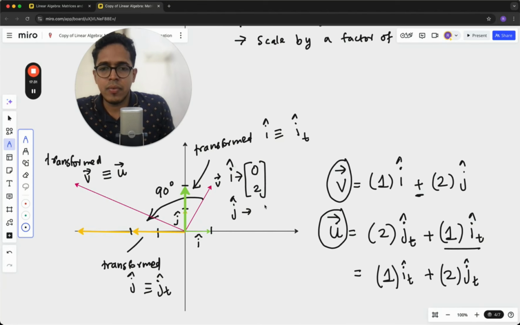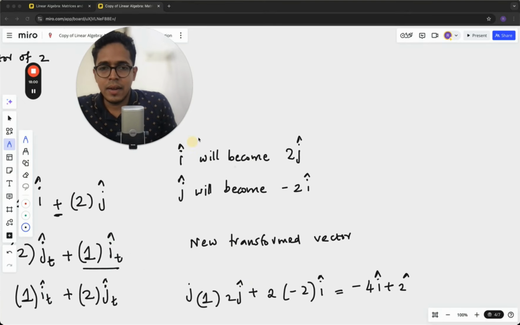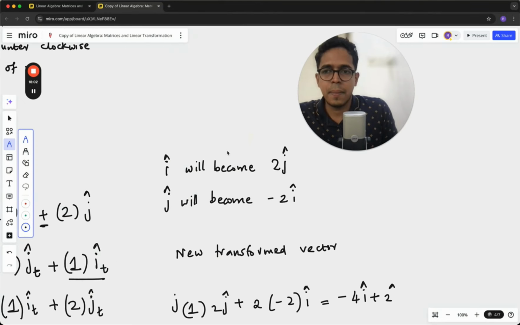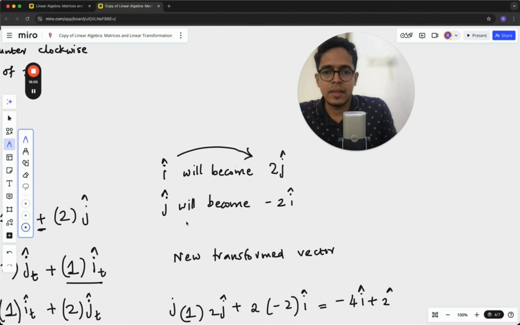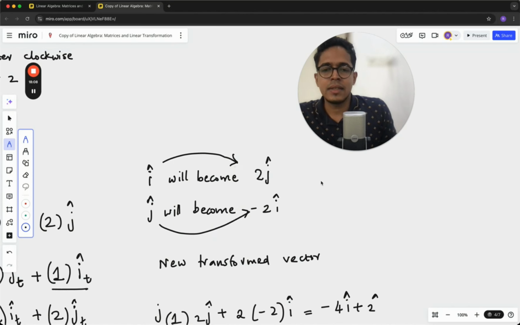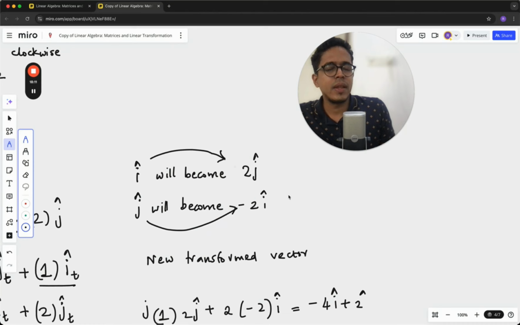So J will have minus 2 as its X coordinate after transformation and 0 as the Y coordinate after transformation. So this I can also write as, in my previous coordinate system, I is essentially becoming 2J, and J is becoming minus 2I, right? So I became 2J, and J, which was this vector, became minus 2I. So I transforms to this, J transforms to this, and what is now the new transformed vector?